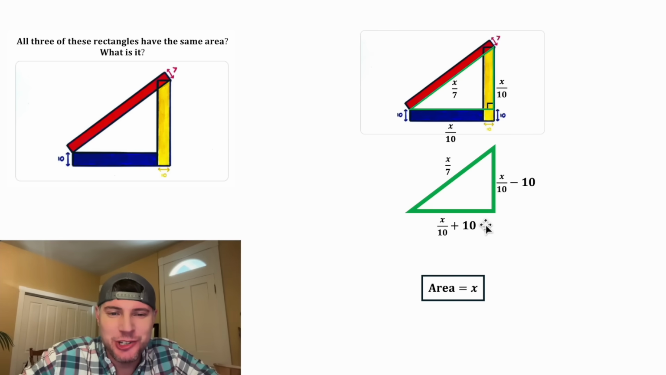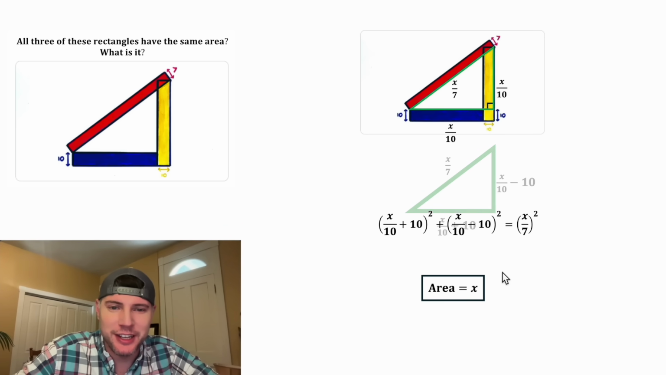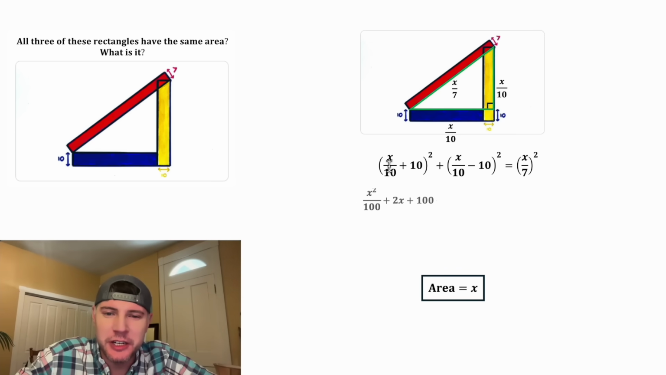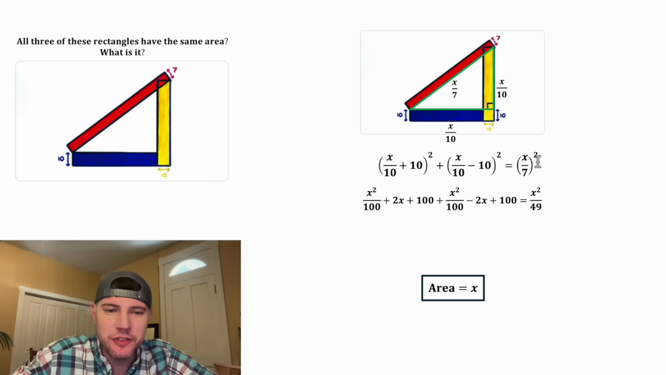And now since this is a right triangle, we can do the Pythagorean theorem. It's going to be the quantity x over 10 plus 10 squared plus the quantity x over 10 minus 10 squared equals the quantity x over 7 squared. And now we have one equation in terms of one variable, and it's the exact variable we're trying to find. Let's find it. After we multiply all this out, we end up with x squared over 100 plus 2x plus 100. And then after we multiply all this out, we end up with x squared over 100 minus 2x plus 100. And then on the right-hand side, the square can go to each of these, giving us x squared over 7 squared, which is equal to 49.